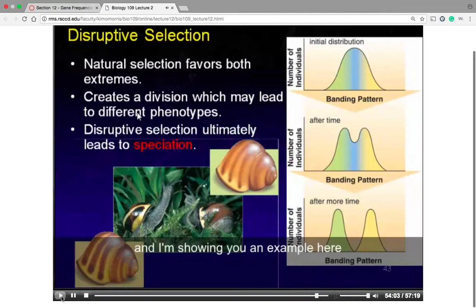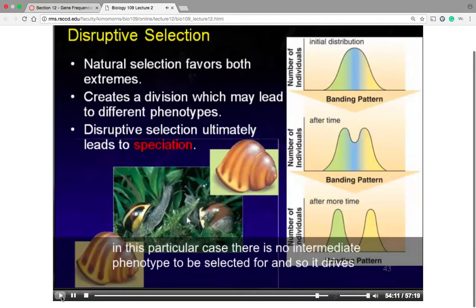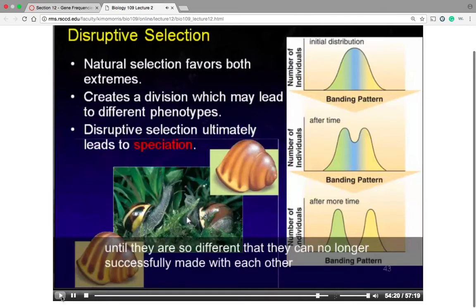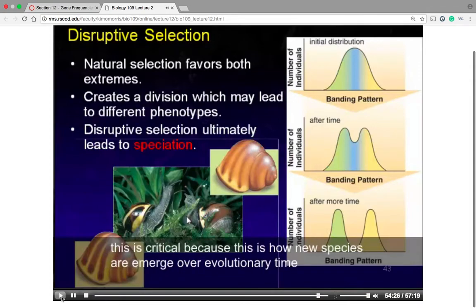I'm showing you an example here of two snails, and one is left-handed and the other is right-handed. In this particular case, there is no intermediate phenotype to be selected for, and so it drives these two phenotypes further and further apart, until they are so different that they can no longer successfully mate with each other. This is critical because this is how new species emerge over evolutionary time.